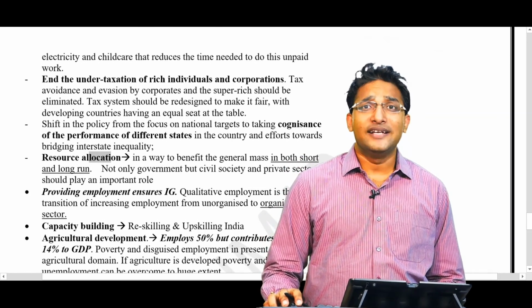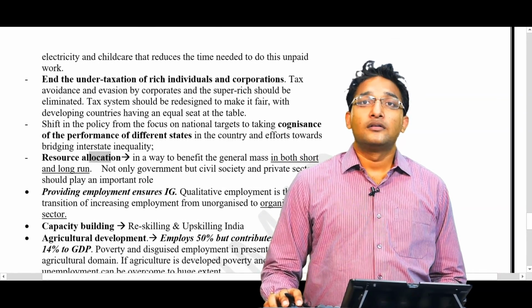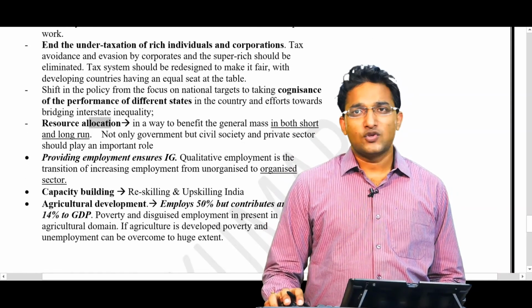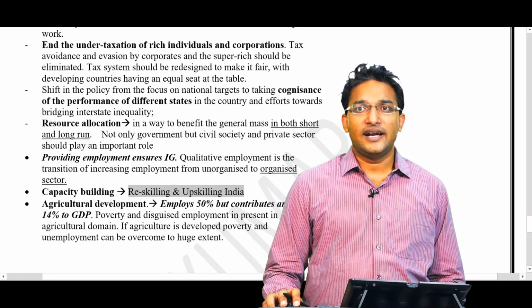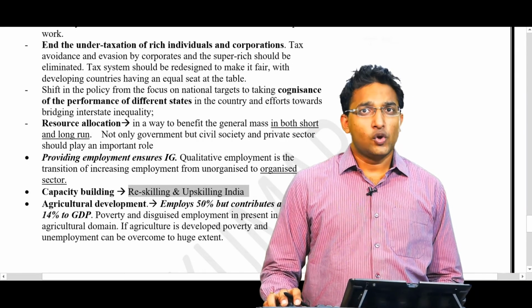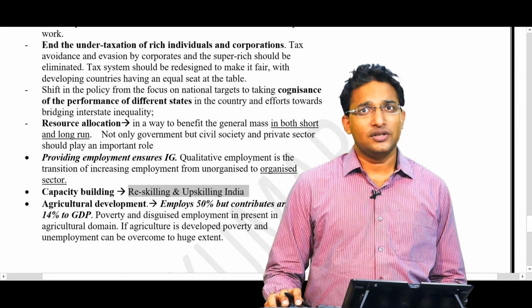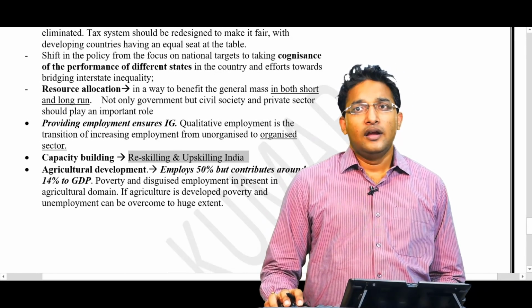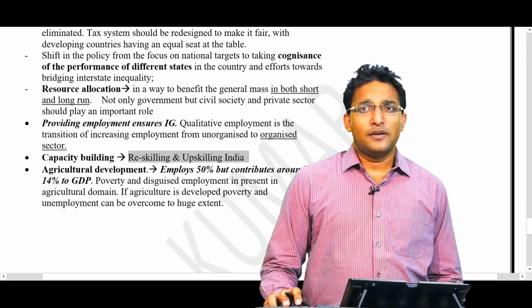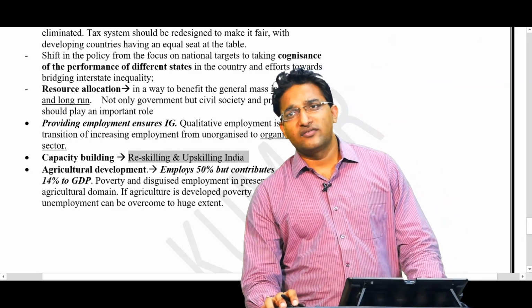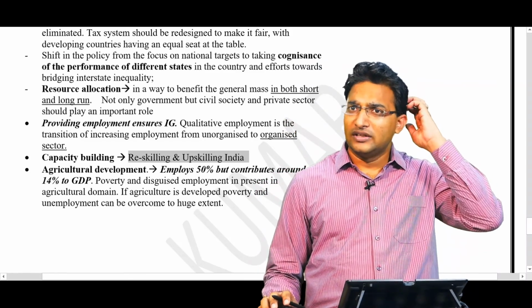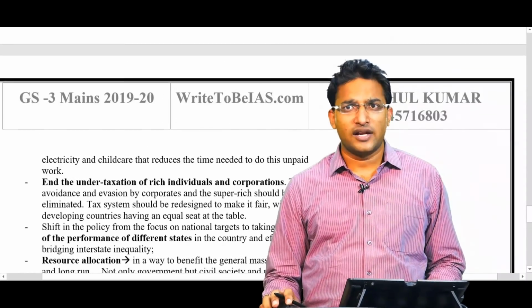Then we have to provide quality employment. Quality employment means employment in the organized sector, right? Then capacity building has to happen with the help of reskilling and upskilling, because Industrial Revolution 4.0 is approaching and already we have a huge shortage of skills in India. Agriculture development has to happen, because agriculture provides 50% of the employment but only contributes 14% of GDP. So all these are the suggestions that we should take care of.